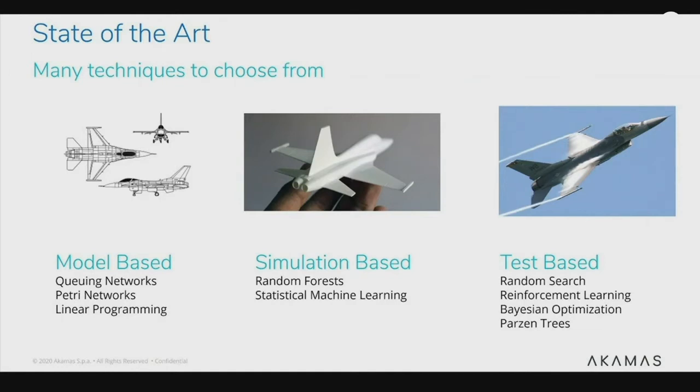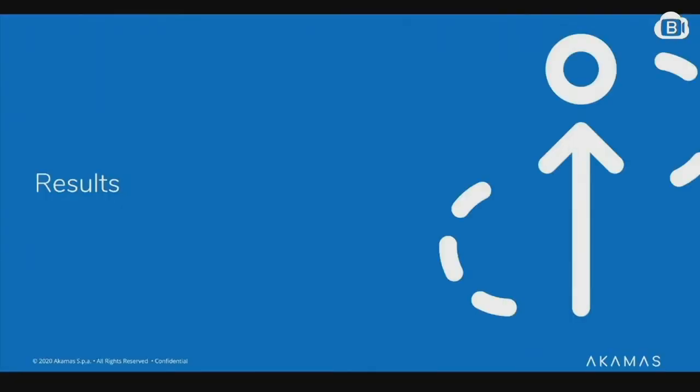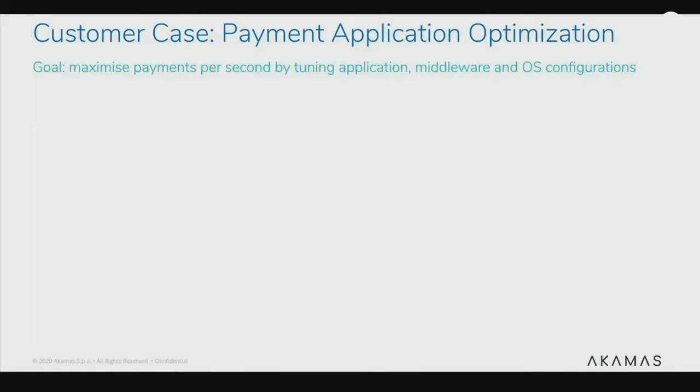At Akamas, we've chosen to use this last category. In particular, we have built a proprietary reinforcement learning algorithm that aims at minimizing the number of tests required to find the optimal configuration. Let's now take a look at some of the results that this approach can achieve. The following use cases come from one of our first customers in the financial domain. They asked us to maximize the number of payment transactions per second that a single node of their infrastructure was able to sustain without violating SLAs on the latency of payments.